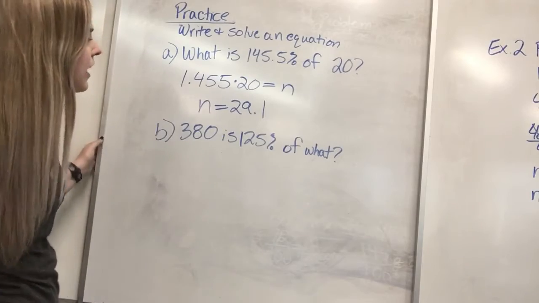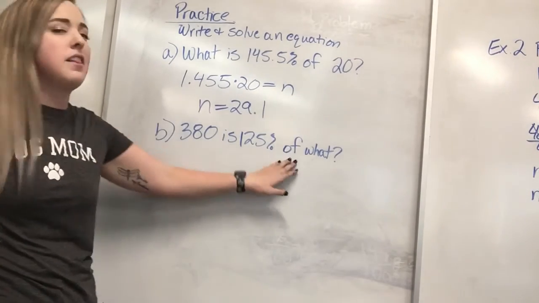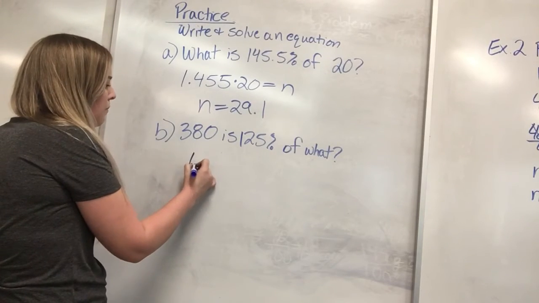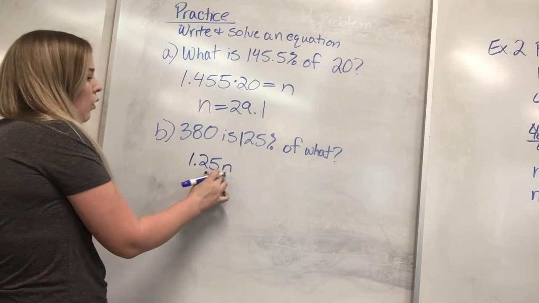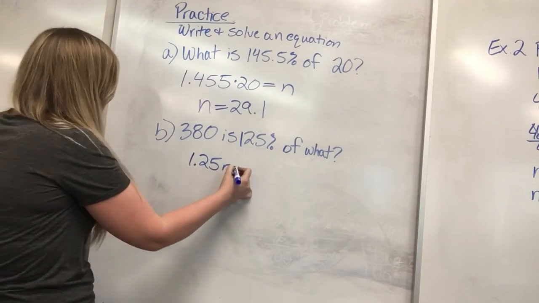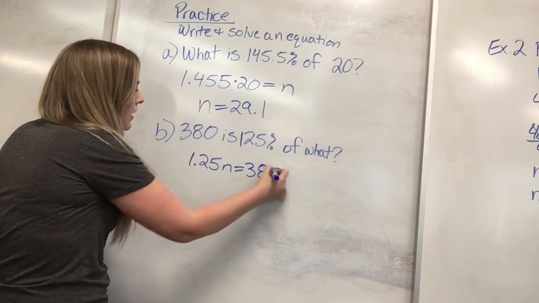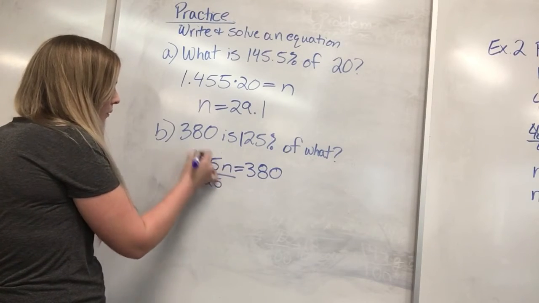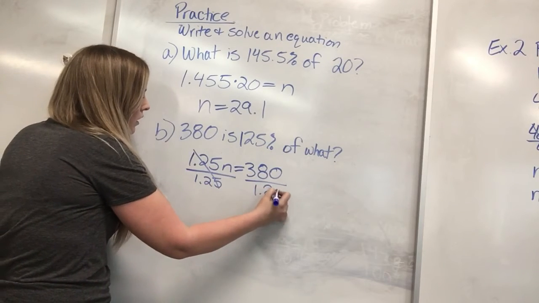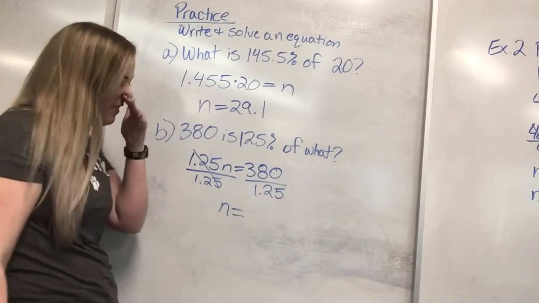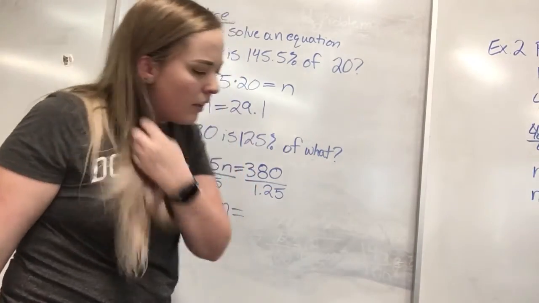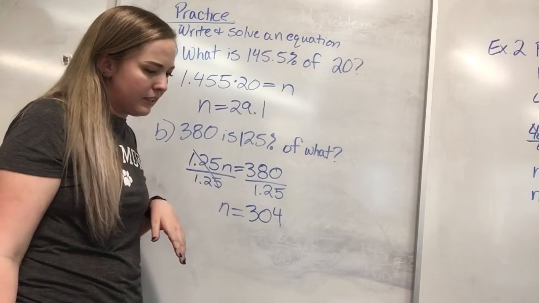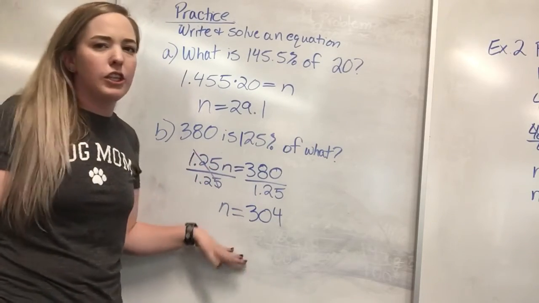For the next one, 380 is 125% of what? We're trying to find the whole. We have "of what." 125% as a decimal should be 1.25. Because we don't know our whole, 1.25 times the whole should equal 380. In this one, we have to balance the equation, so we're going to divide to get our variable on its own. 380 divided by 1.25, you should get 304.